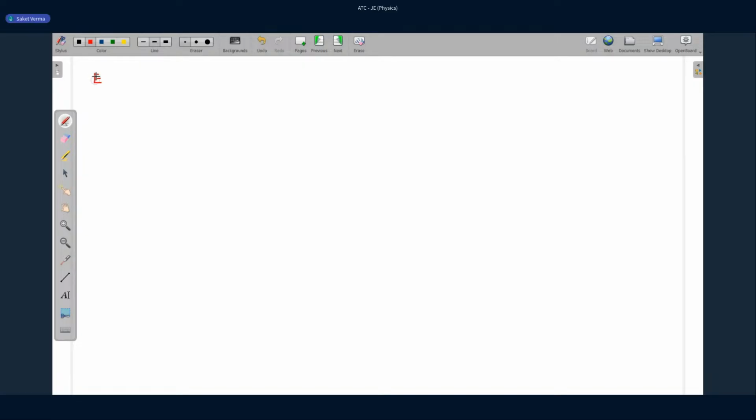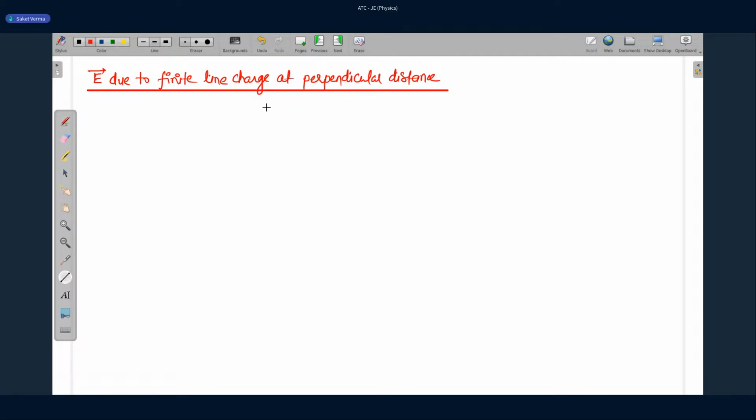Now you will calculate the electric field intensity due to a finite line charge at a perpendicular distance. So the electric field due to the line charge at perpendicular distance: suppose we have this as a line charge and we want to calculate at the perpendicular distance like this, somewhere here.